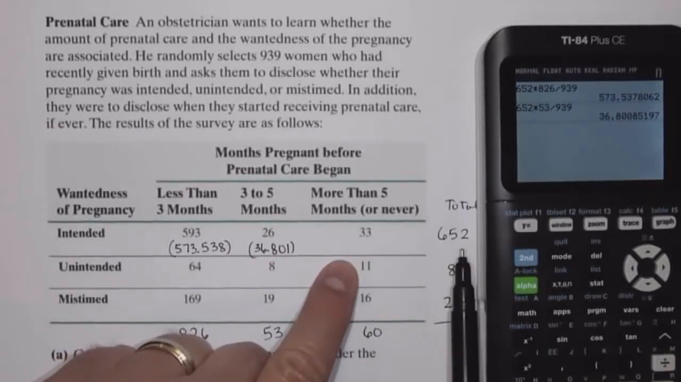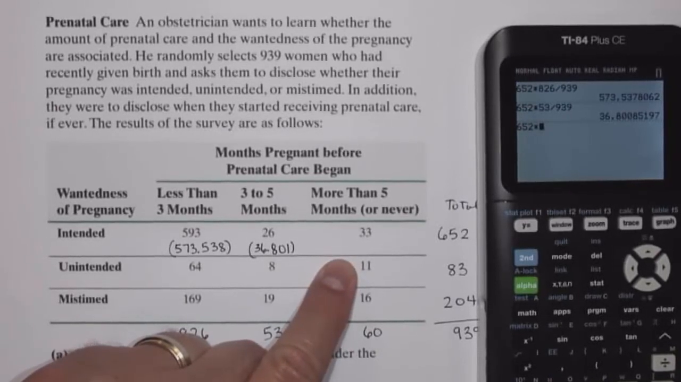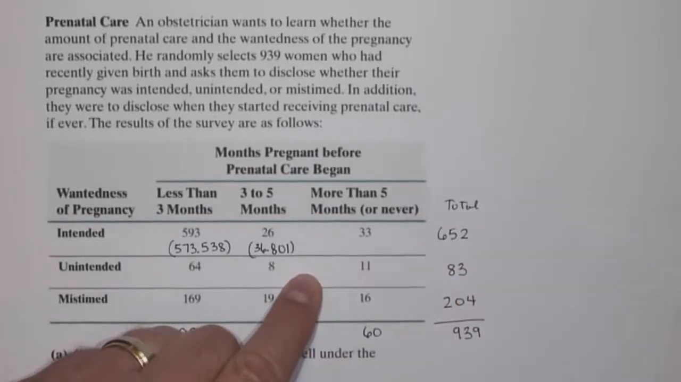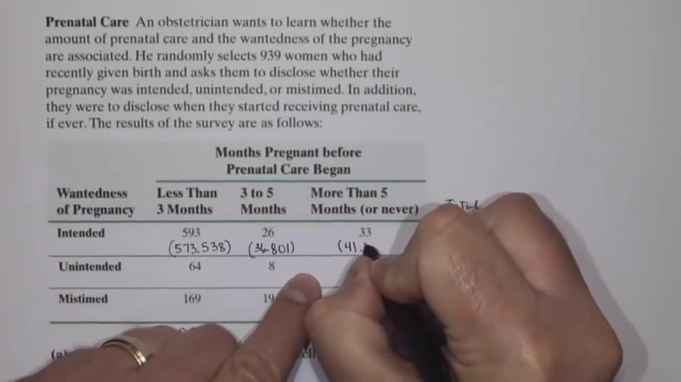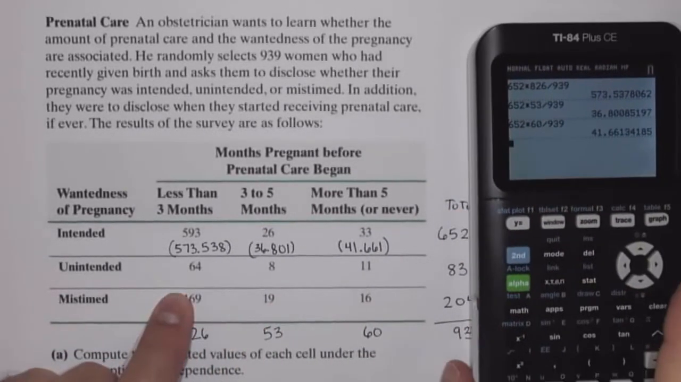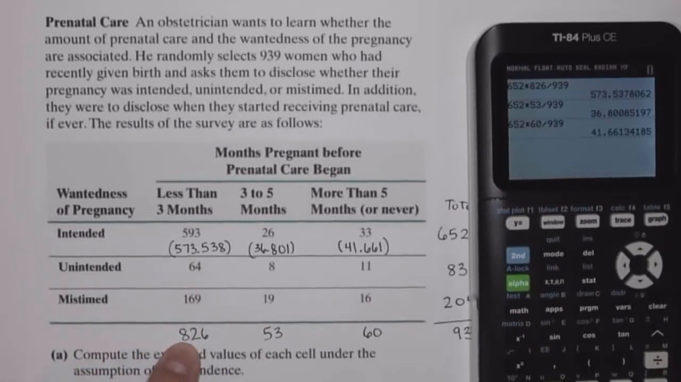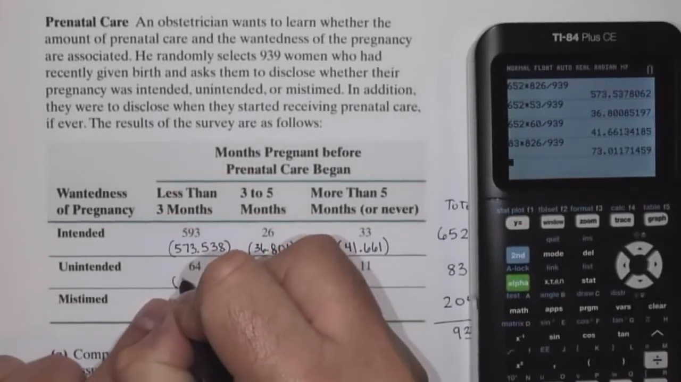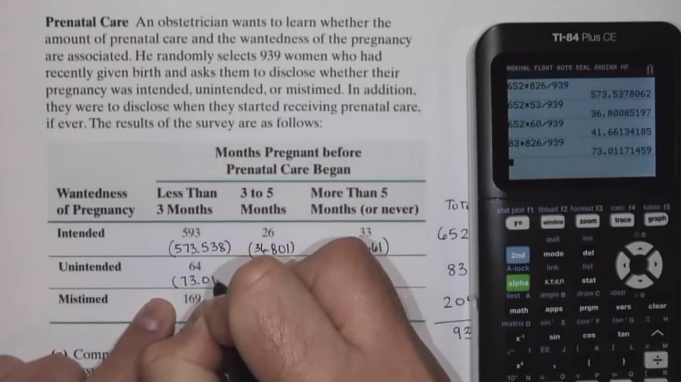For this cell, it is the first row, third column. So I'm going to take the first row total, 652, times the third column total, 60, divided by the table total, 939, and that is 41.661. So next, we're going to do the row total, 83, times the column total, 826, divided by the table total, 939. And so this expected value is 73.012.